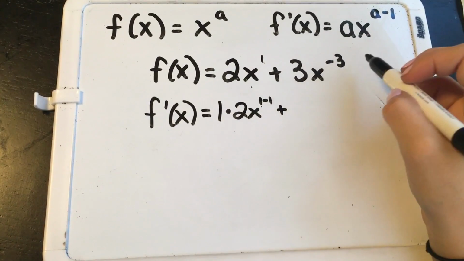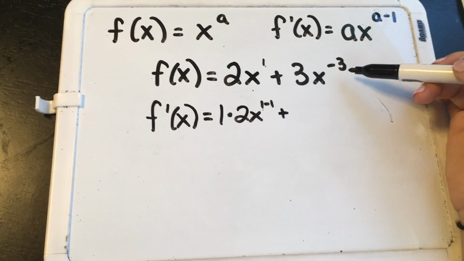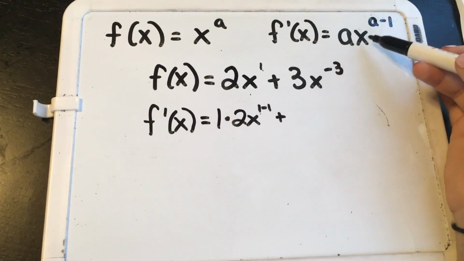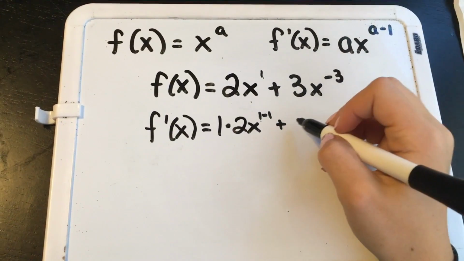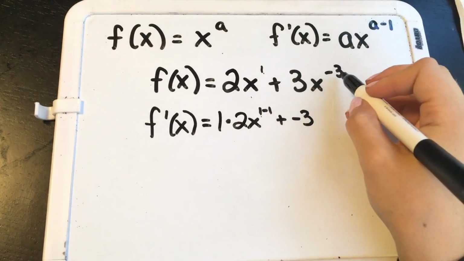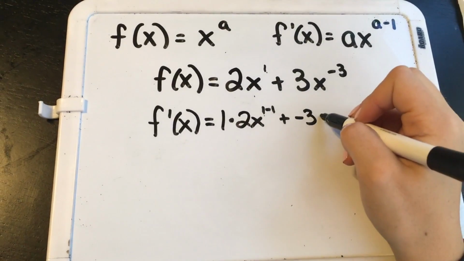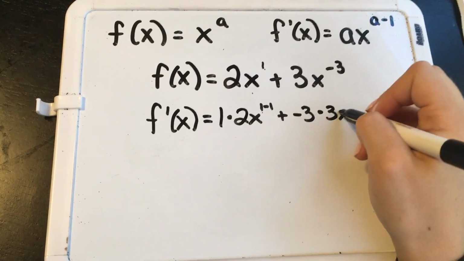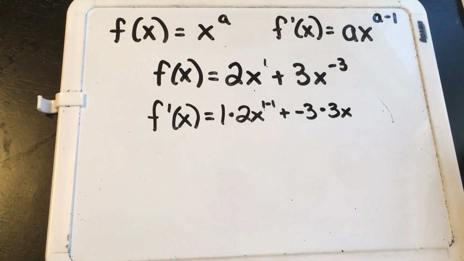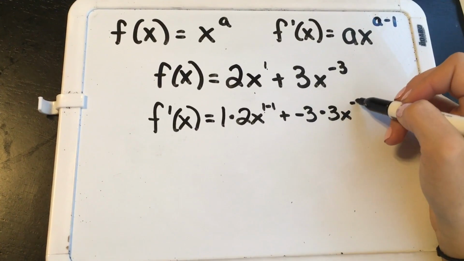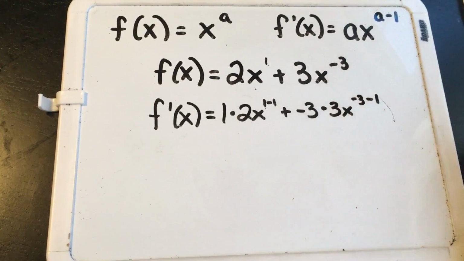Plus, let's do the same thing with this one. I made it more tricky because it has a negative power, but it's going to be done the exact same way. Bring the power in front, negative 3 comes down, times whatever was there originally, 3x, and then this power, negative 3, gets decreased by 1.